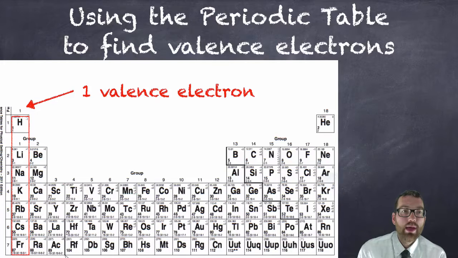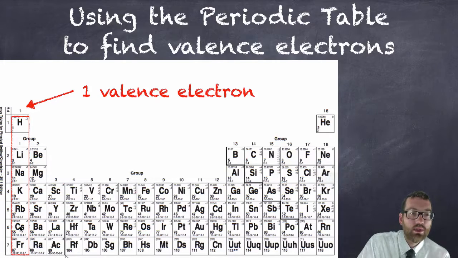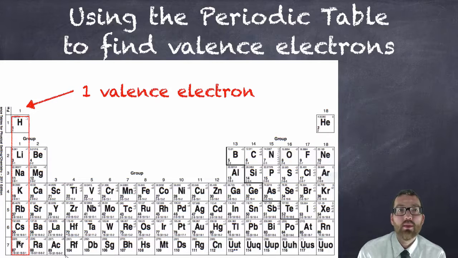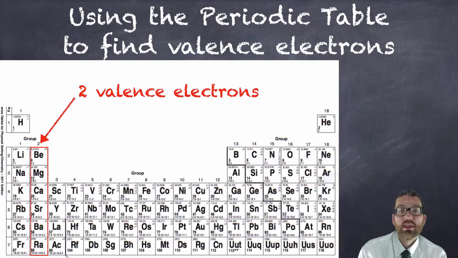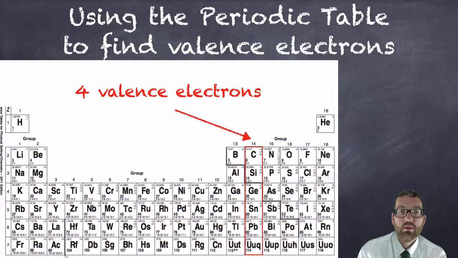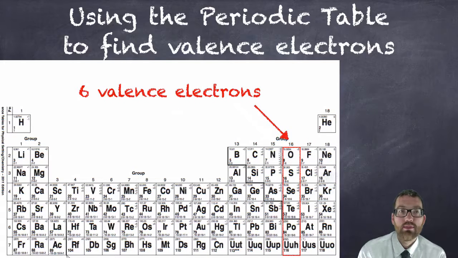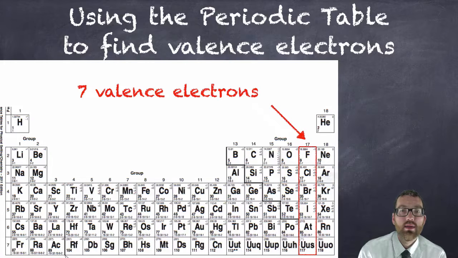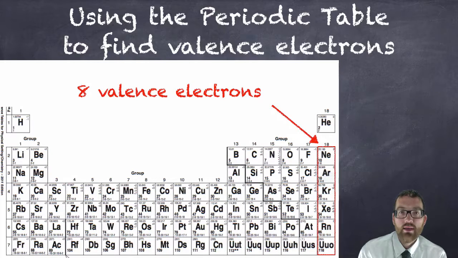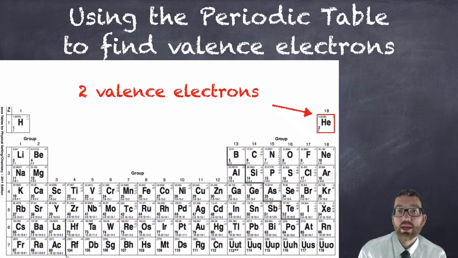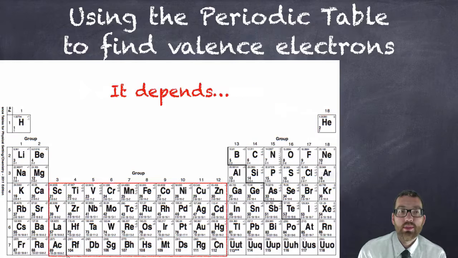So I hope you can see the pattern here. Cesium has 1, francium has 1, and everything in group 1 actually has 1. So that's a very easy way to determine how many valence electrons you have. Guess how many are in group 2? 2. Then we're going to skip to 13. Group 13 all have 3. 14 has 4. 15 has 5. 16 has 6. 17 has 7. And almost all of 18 have 8. Notice the box doesn't go around helium, of course, because helium only has 2 electrons total, and they're both valence electrons.